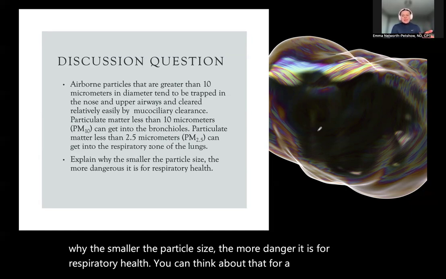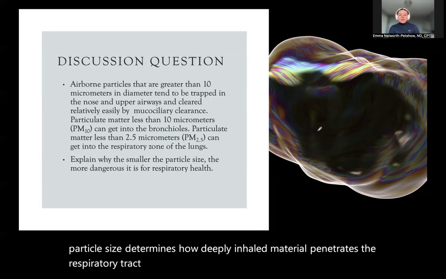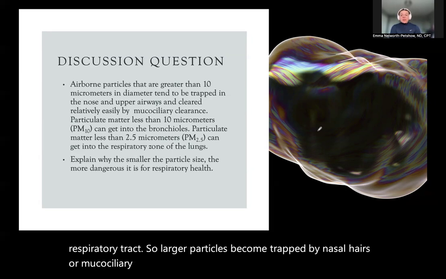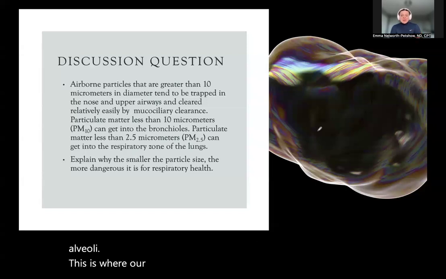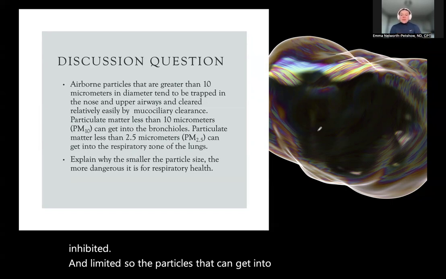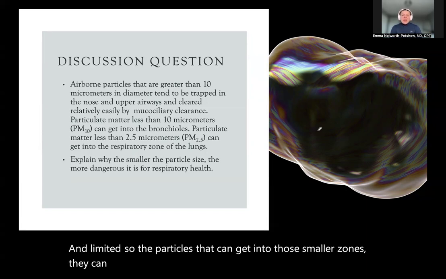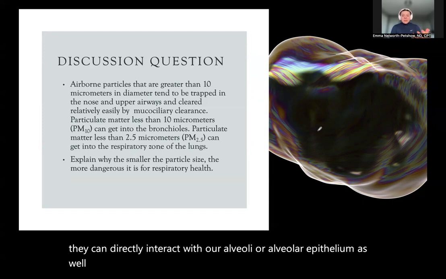But really, particle size determines how deeply inhaled material penetrates the respiratory tract. Larger particles become trapped by nasal hairs and our mucociliary clearance mechanisms, while smaller particles can get into the bronchioles and even the respiratory zone, like our alveoli. This is where our clearance mechanisms are severely inhibited and limited. So the particles that can get into those smaller zones can directly interact with our alveolar epithelium, as well as macrophages, which promotes inflammation.